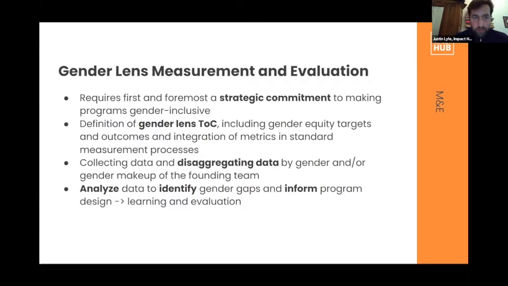If you want to measure and understand how effectively you're supporting women entrepreneurs, it requires first and foremost a strategic commitment to making the programs gender inclusive. It's important to define a gender lens specific theory of change, including targets for gender equity and outcomes and integration of metrics in a standard measurement process. Collecting data and disaggregating data by gender and or gender makeup of the founding team. And it's important to analyze data to identify gender gaps and inform program design, learning and evaluation.